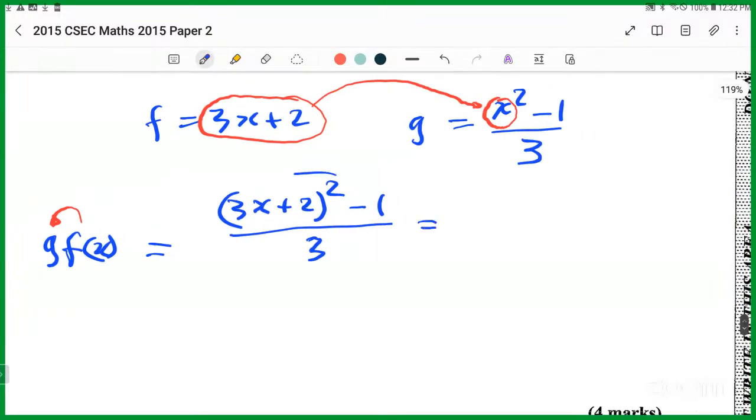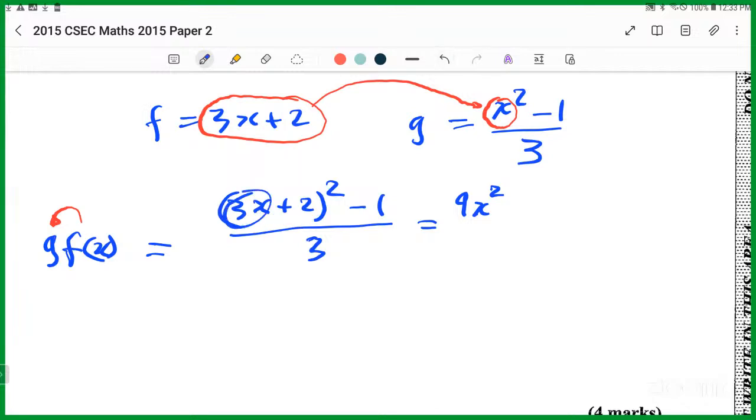Remember, when you expand a perfect square, you must get 3 terms, guys. So you get the first term squared. When you square 3x, you're going to get 9x squared. Then you get twice the product of the two things. Multiply these two things first and then double the result.